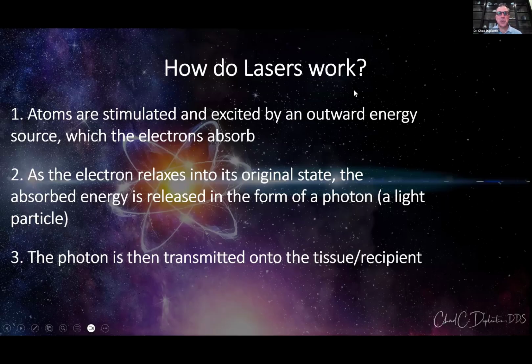So how do lasers work? Well, there are these atoms that are stimulated and excited by an outward energy source in which the electrons absorb. The electrons then become excited and then they relax into their original state. And the absorbed energy is released in the form of a photon or a light particle. And the photon is then transmitted onto the tissue or recipient.